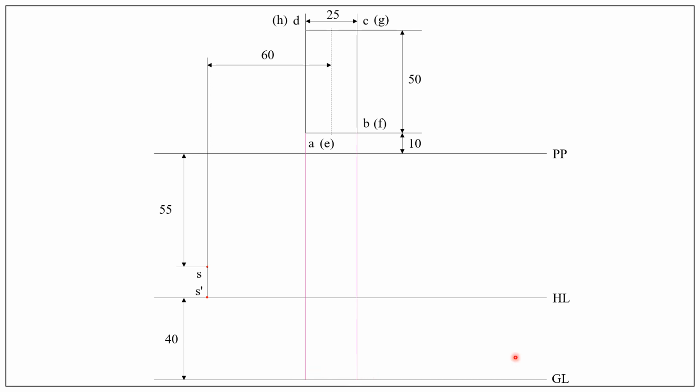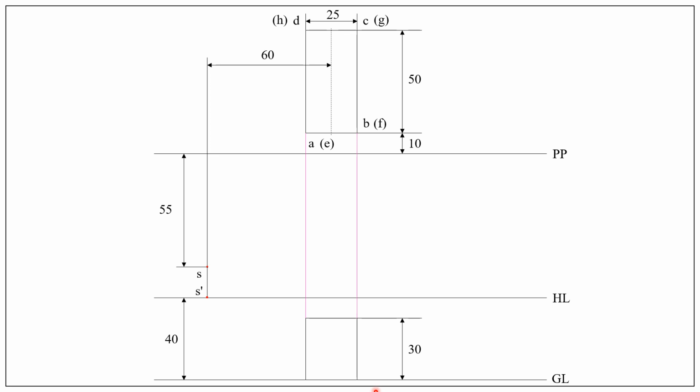The height of the prism is 30 millimeters. Therefore, complete the rectangle in the front view by drawing a horizontal line at a distance of 30 millimeters from the ground line. So this is the required front view.